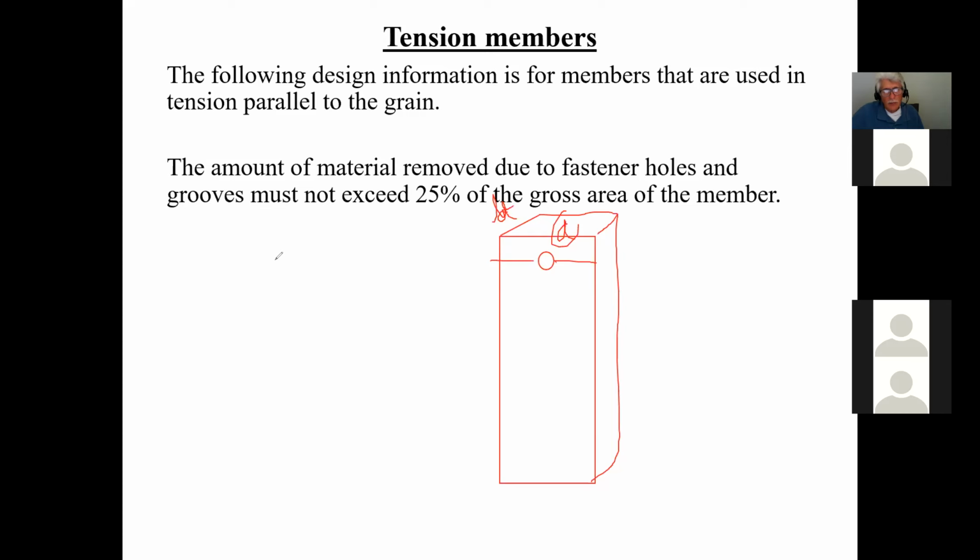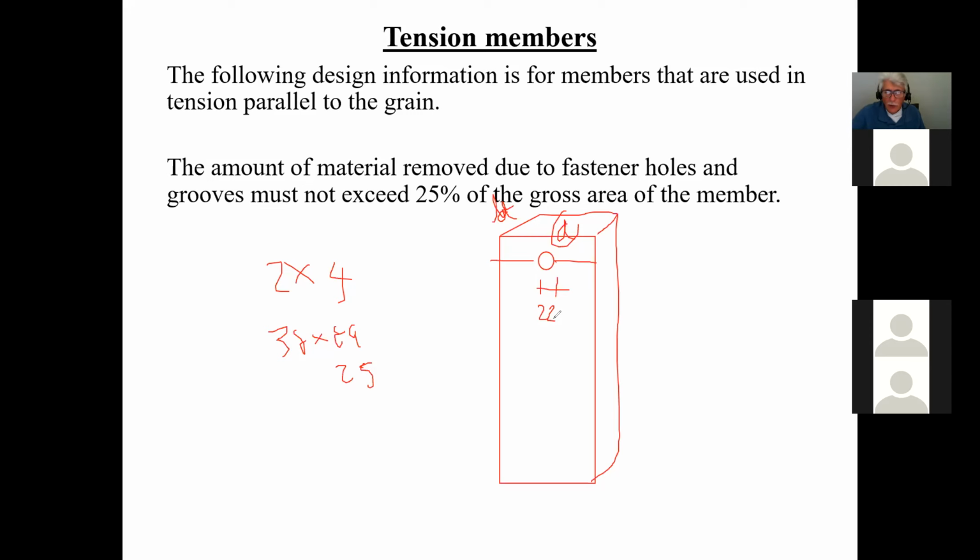So that means that if I have a 2x4, which is a 38 by 89, and I take 25% of that, so 0.25 times 89, this hole cannot be any greater than 22 millimeters. If it's greater than 22 millimeters, you can't use these formulas.